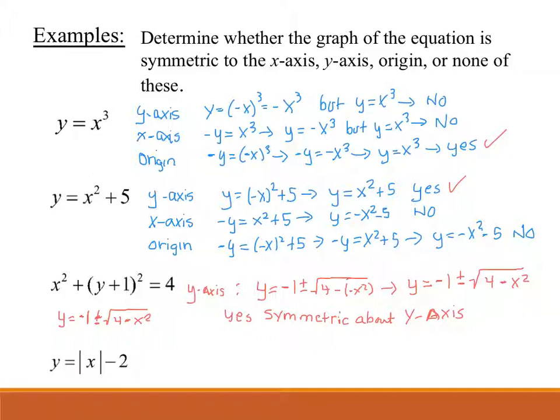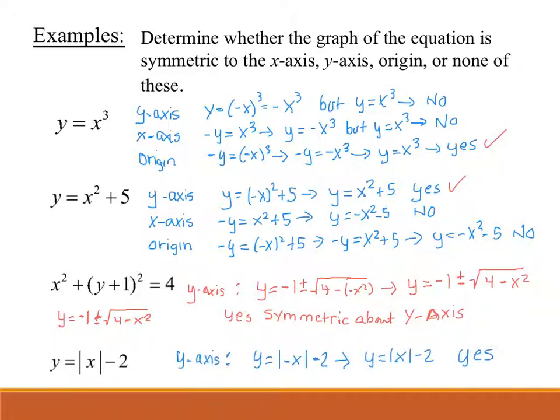Interestingly enough, we know the center is at 0, negative 1. And that means that the diameter is along the y-axis, which means that the circle is symmetric about the y-axis. Now I would like you to try the very last problem.